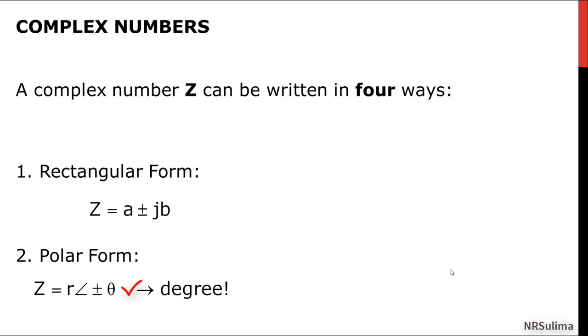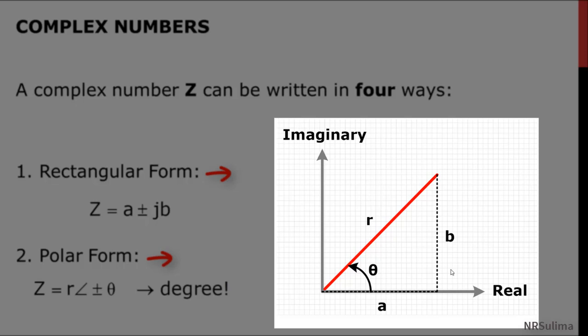The polar form of a complex number is given by the formula r angle plus minus theta. The angle theta must be expressed in terms of degrees. These two forms can be related with each other as shown in the complex plane, where the horizontal axis represents the real number and the vertical axis represents the imaginary number of a rectangular complex number. The polar form actually represents the hypotenuse of the right triangle formed by the real and imaginary parts and the direction of r, which is represented by the angle theta.